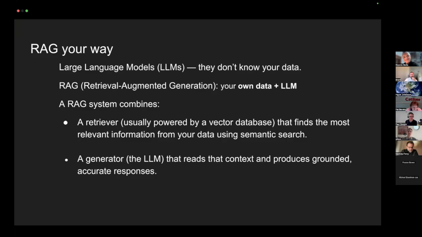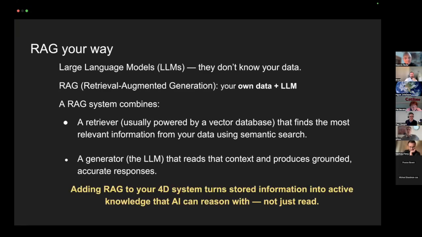This is huge. So Mathieu is going to explore a little bit of that for you. He's going to show something for you. Adding a RAG to your 4D systems turns stored information into active knowledge that AI can reason with, not just read. Yeah, my yellow lines I usually repeat them. So again, adding a RAG to your 4D system turns stored information into active knowledge that AI can reason with, not just read.